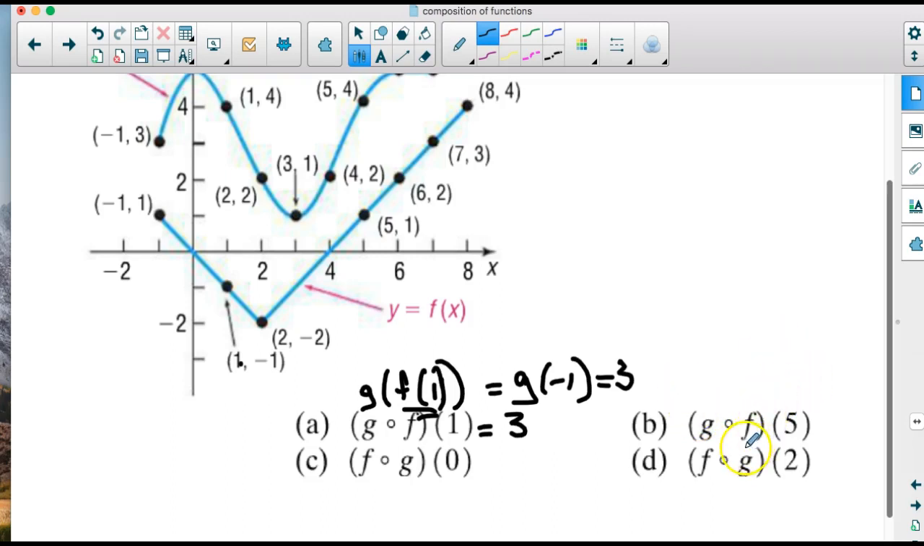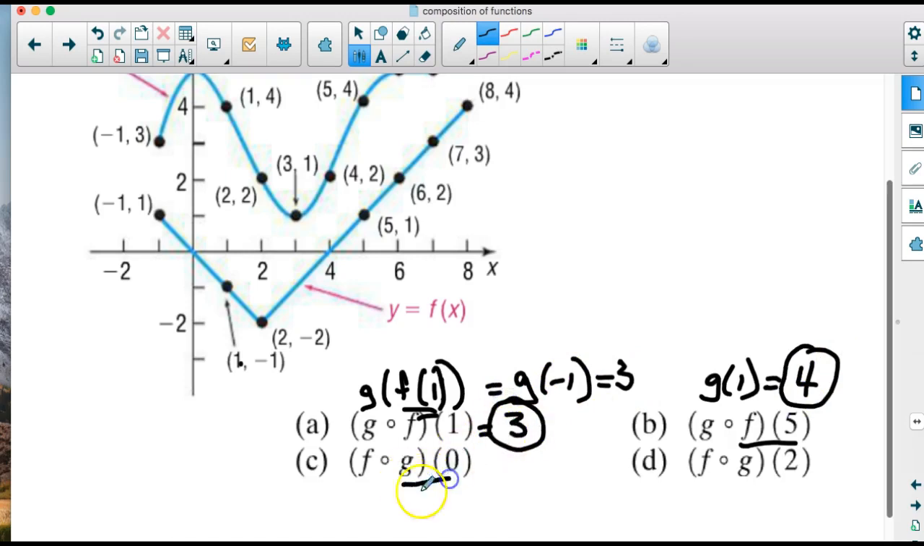Okay, so we're going to do this function first, f of 5. So we're going to go to 5, and we're going to go to f. That's going to be 1. So we're going to go g of 1. And we go 1, we go to g. That's going to be then 4. So you should have gotten 4 as the answer for that one.